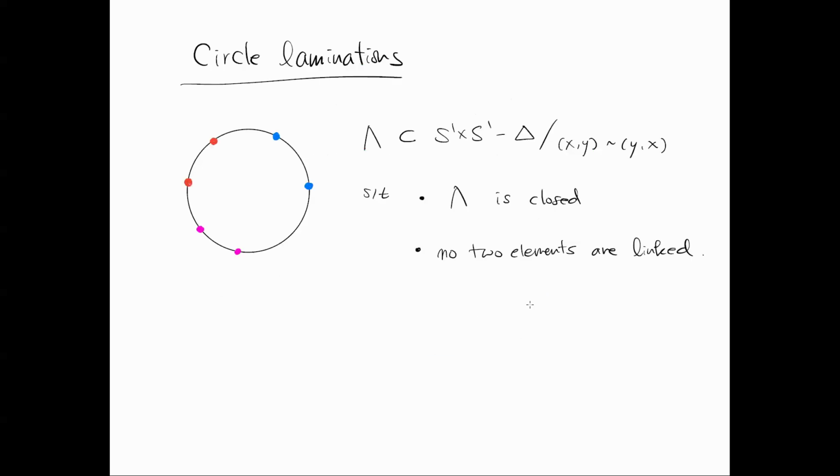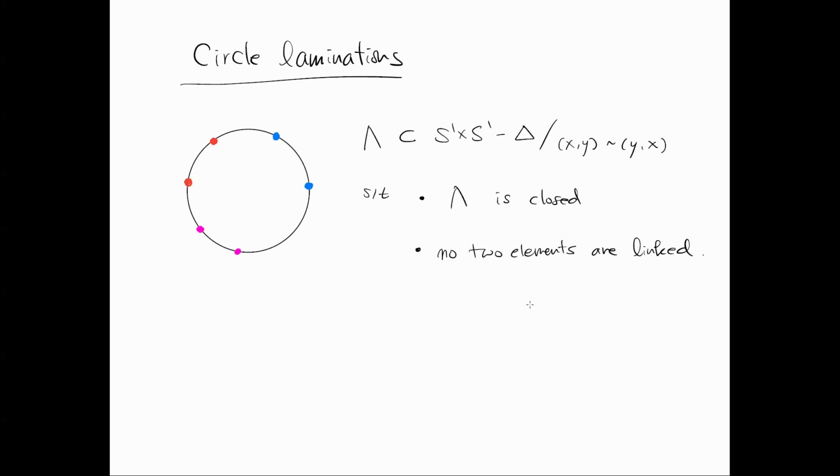To explain what it is, let's get to the basics: the definition of circle laminations. This is, first of all, a subset of this space: S1 cross S1 minus the diagonal, the set of pairs of two distinct points, quotiented by the involution. So I don't care about the order; these are unordered pairs of points on the circle. And this is called a lamination if it satisfies these two conditions. One, it is closed as a subset of this space. And two, no two elements are linked.